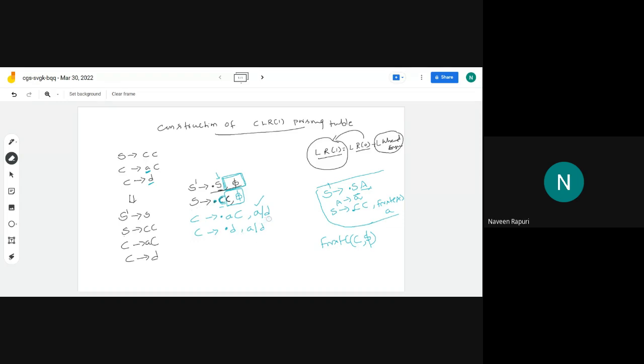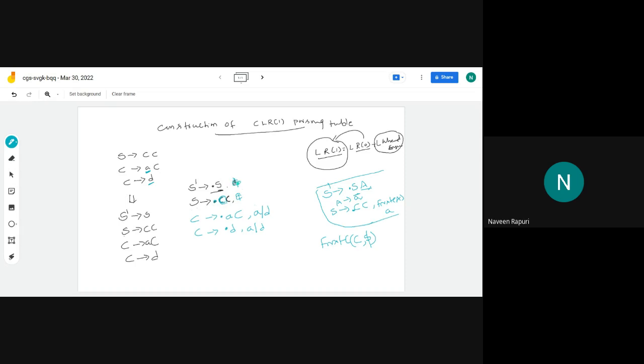For the previous examples and problems, the difference is that in LR0 and SLR1 there is no look ahead symbol. Here we are having the look ahead symbol. Other than that, everything is the same.